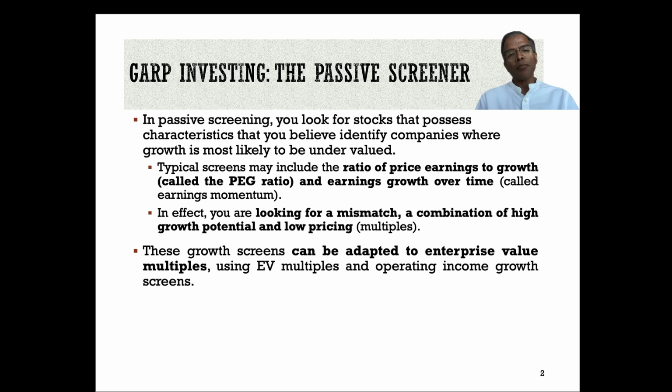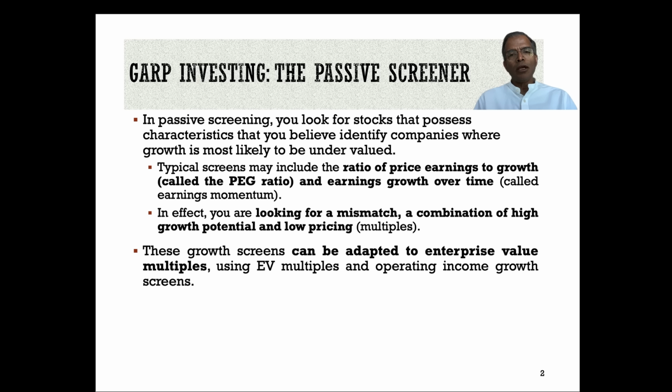So let's set the process up as to what kinds of screens might give you growth stocks that are cheap. You could screen just for high growth, and as we'll see very quickly and dismiss very quickly, buying stocks with high earnings growth has never been a winner. You have to bring the pricing in, and there are two variants you might look for.